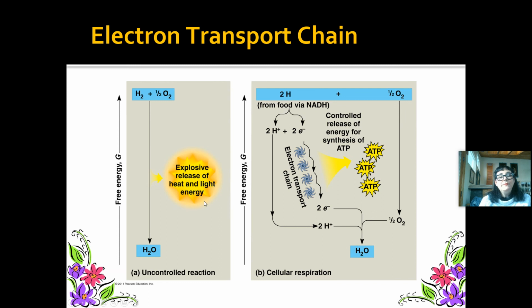Okay, so this again is just showing what would happen if we didn't have an electron transport chain, right? You'd have this huge release of energy, and in this case, there's light energy here, right? Heat energy, and your cells wouldn't survive it. So the reason why the electron transport chain is so useful is because it's a controlled release. So we're releasing just tiny amounts.